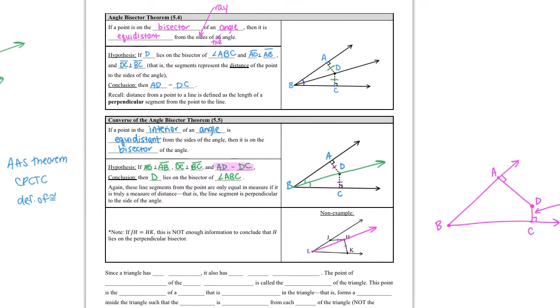Otherwise, look, I gave you non-examples. There are possibilities where the measures are from that point to a point on the side, not a specific point, meaning not the endpoint of a segment that's perpendicular, then it doesn't matter. It's not going to be on the angle bisector. If I have a point on the interior where I do have a measure of distance, but those distances aren't the same, then D is not on the angle bisector. So you have to have both of those things true in order to use that converse, okay?